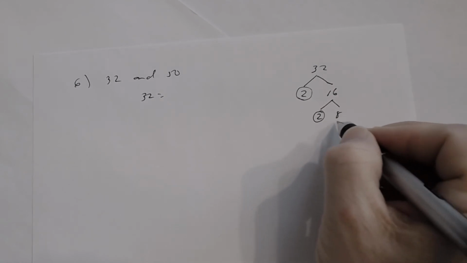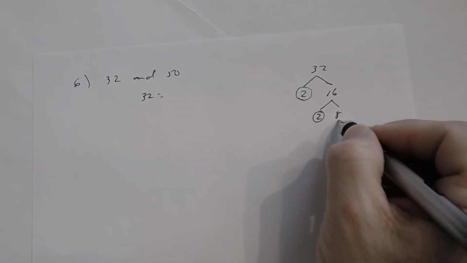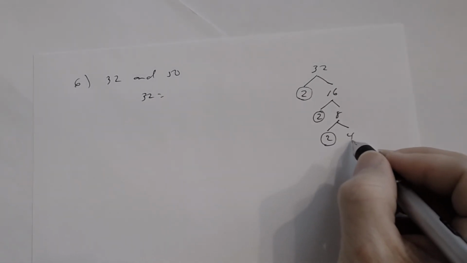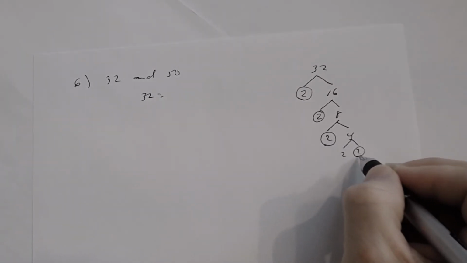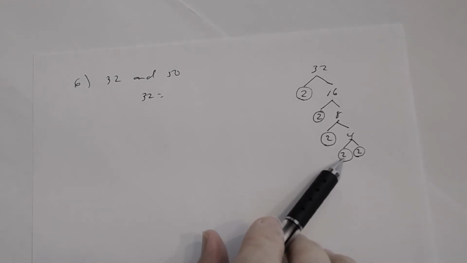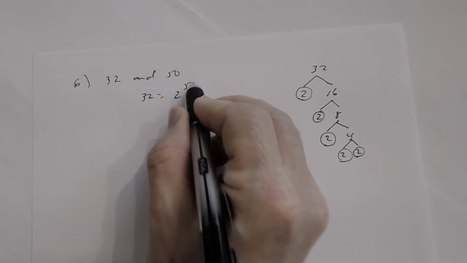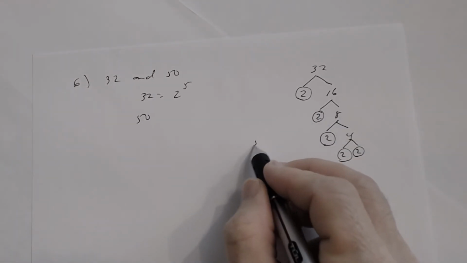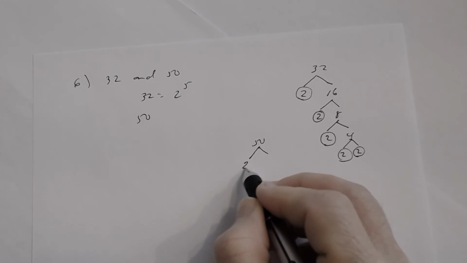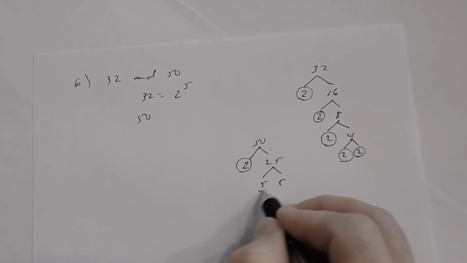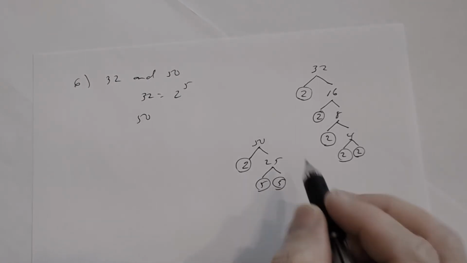2 is prime, so I'm going to circle it. 8 is 2 times 4. 2 is prime, and 4 is 2 times 2. And so I get 2 to the 1, 2, 3, 4, 5, to the 5th power. Then 50 is 2 times 25. 2 is prime. 25 is 5 times 5. So that's 2 times 5 squared.